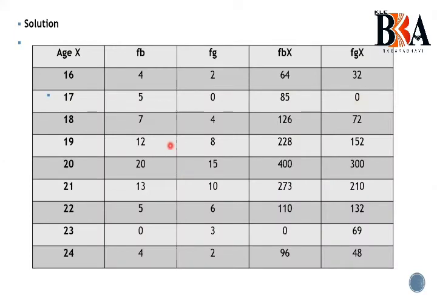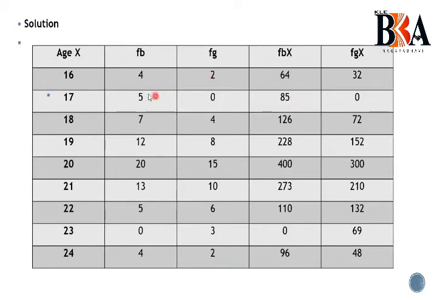Firstly, you have to take the solution. First, write age, which is represented as x. Then I have taken the frequency of boys, then the frequency of girls. Write down the boys and girls frequencies. Then you have to multiply them by x. The frequency of boys will be multiplied by the age, and then the frequency of girls will be multiplied by the age, represented as x.